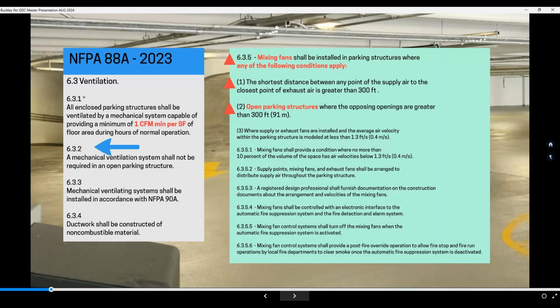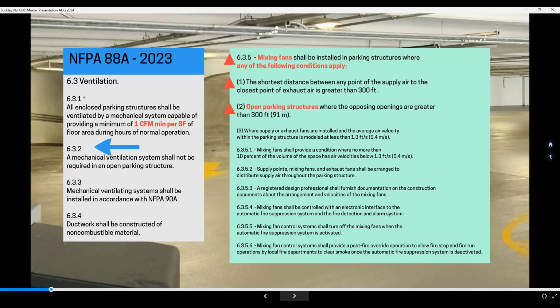One, that says that where the shortest distance between any point of the supply air to the closest point of the exhaust air is greater than 300 feet, you must include mixing fans. Also, number two, and they're talking about open parking structures.